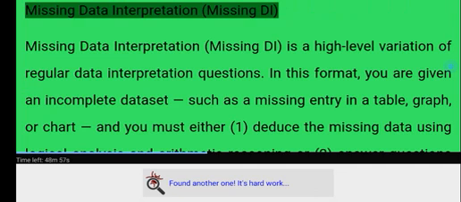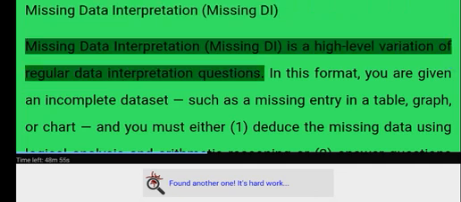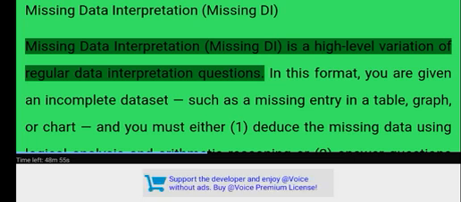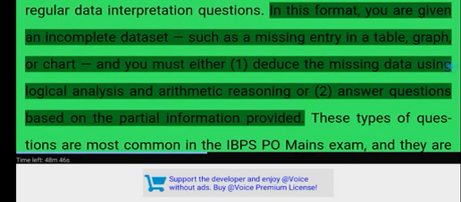Missing data interpretation, missing DI. Missing data interpretation is a high-level variation of regular data interpretation questions. In this format, you are given an incomplete dataset, such as a missing entry in a table, graph, or chart, and you must either 1. Deduce the missing data using logical analysis and arithmetic reasoning or 2. Answer questions based on the partial information provided.